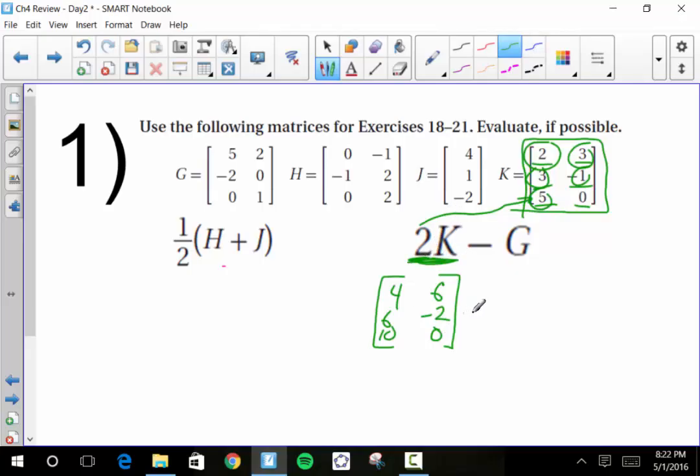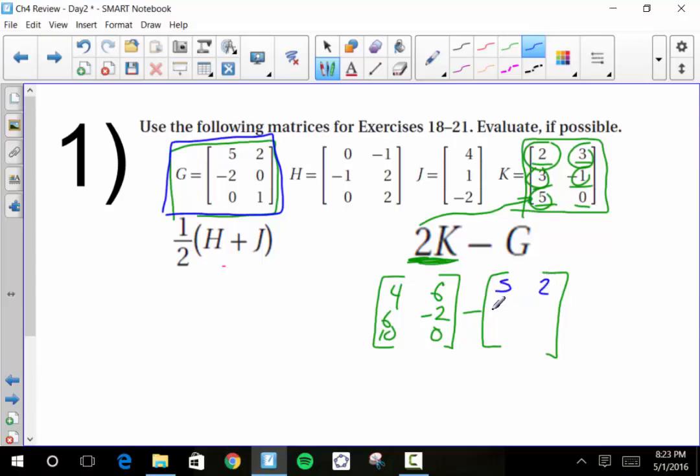Now we're going to subtract the G. So let's just write the G down here. Where's my G? I'm just going to transpose that. That's a math term, guys. 5, 2, 5, 2, -2, 0, 0, 1.